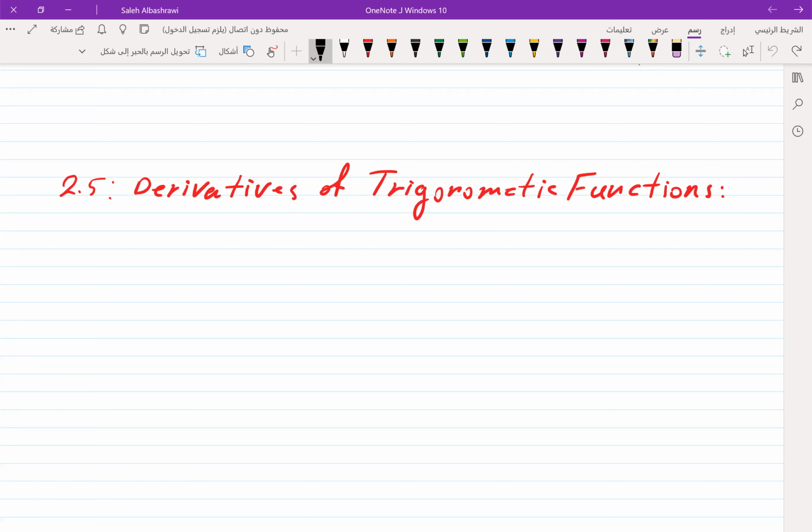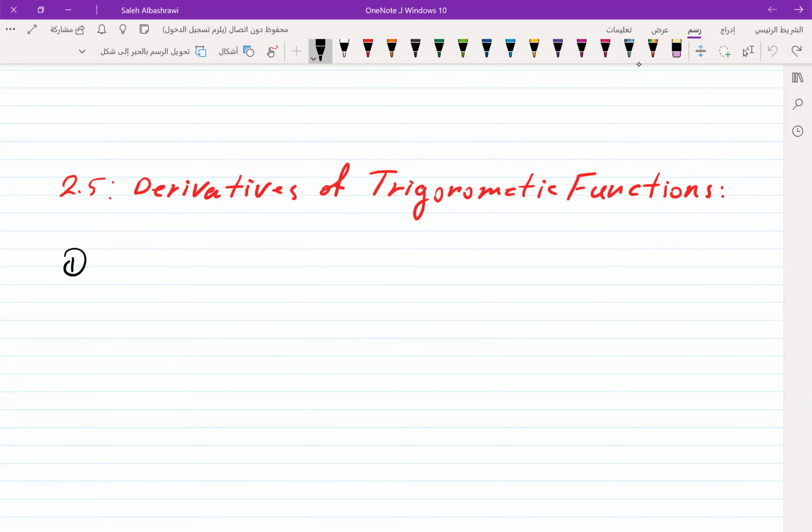In this topic, we are going to find the derivatives of the trigonometric functions. Trigonometric functions mean the sine, cosine, tangent, cotangent, secant, and cosecant. So let's start giving the derivatives of these trigonometric functions, and we know we have six trigonometric functions.